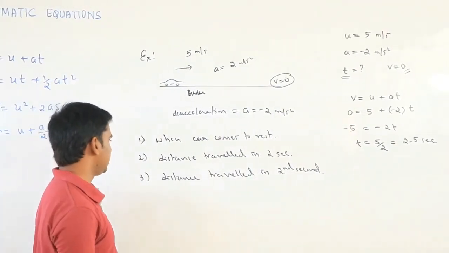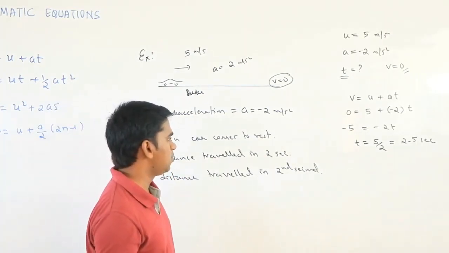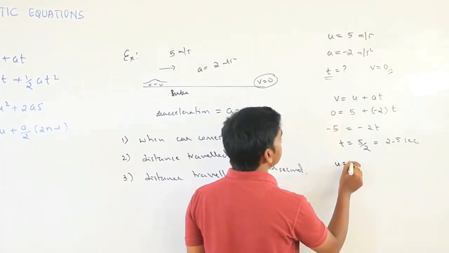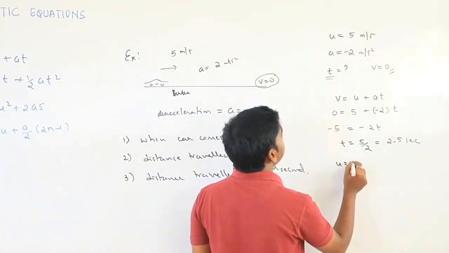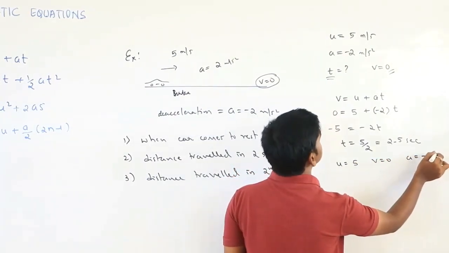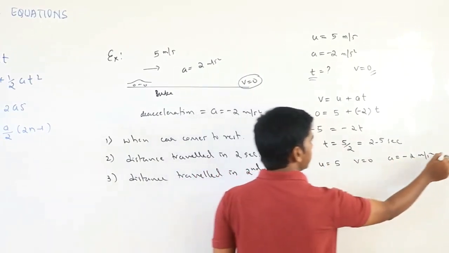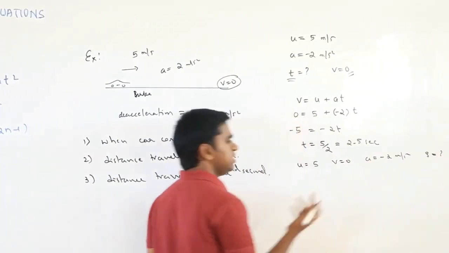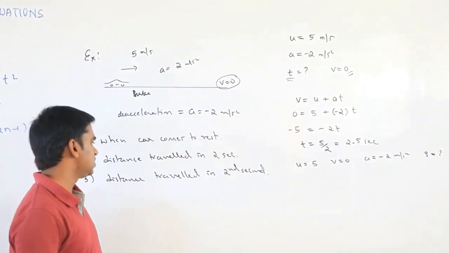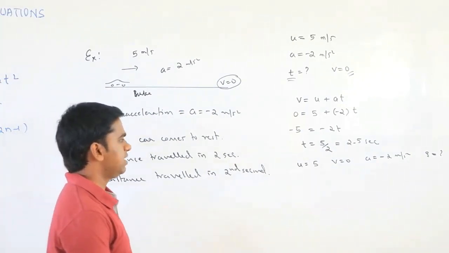The next question is what they are asking. What is distance traveled in 2 seconds? You have to calculate. Yes. What they have given? They have given u, and they have given v also. A also they have given, minus 2 meter per second square. So what you have calculated? Yes. So you can use here both s equals to ut plus half at square, or you can use v square equals to u square plus 2as also. Okay. So whichever is comfortable that you can use.